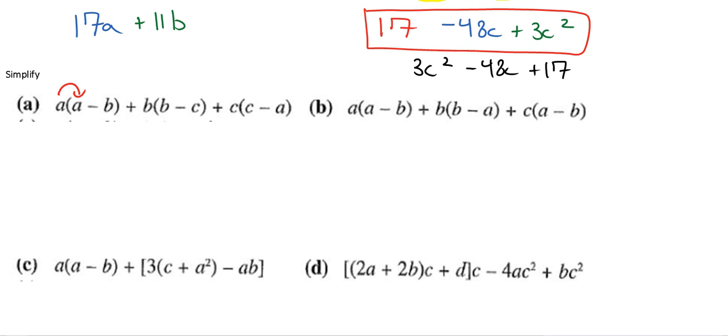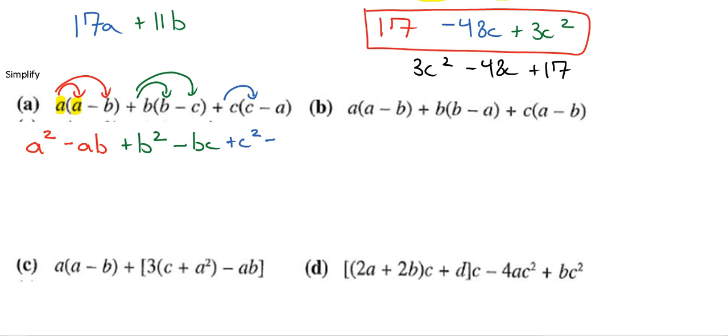Okay, so a times a and a times negative b, that's going to be a squared. Okay, so whenever you're taking variables and if you're multiplying two variables together, that's going to give you a squared. And then this will give you minus ab. Let's distribute this right through. This will be plus b squared, not 2b, but b squared. And then this will give me a negative bc. And then let's distribute this right through. This will be plus c squared minus ca.